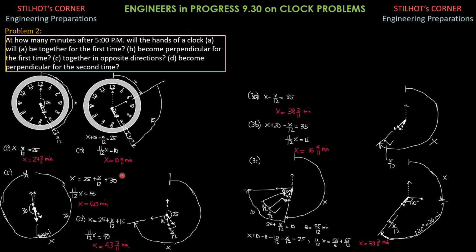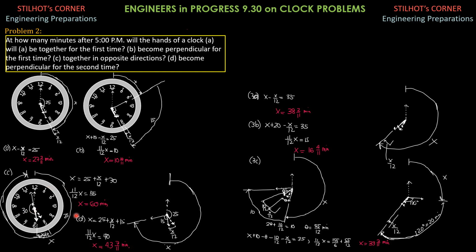Part C, together in opposite directions. So the clock at 5 p.m., this should be the position of the hour hand. It should be before 6, and this is the final position of the minute hand. They are together on a straight line, in opposite directions. The initial position of the minute hand to its final position, call that x. The initial position of the hour hand to its final position is x over 12. And when the hands of the clock are on a straight line, that corresponds to 180 degrees divided by 30, so 6. So 6 marks times 5 is 30 minutes.